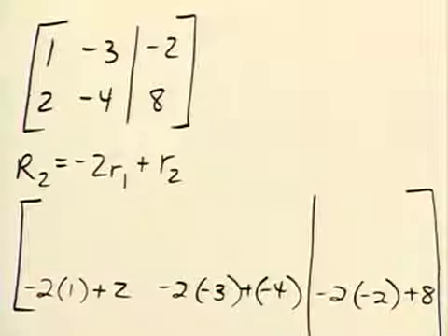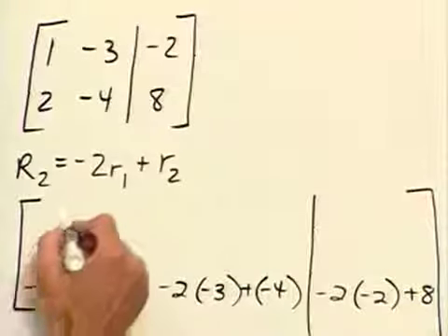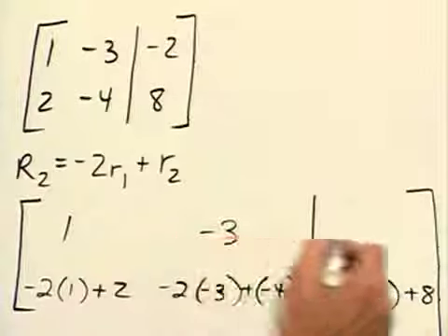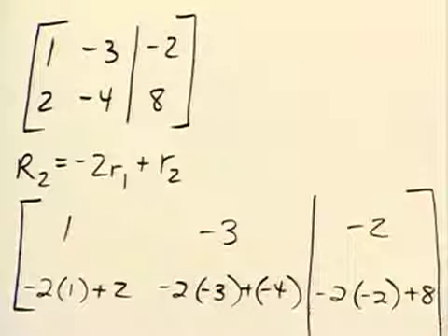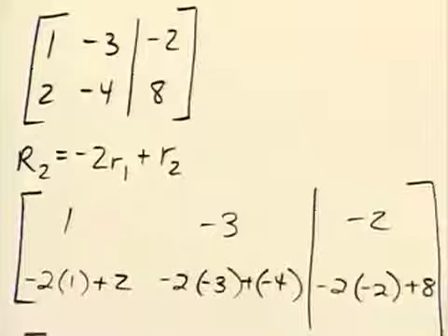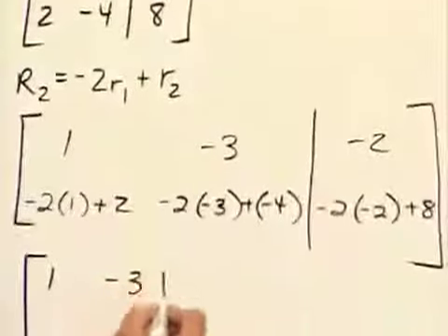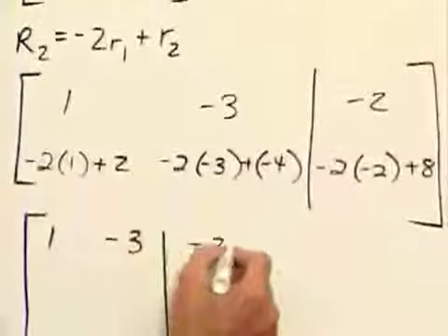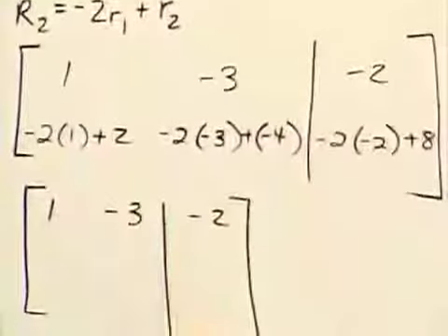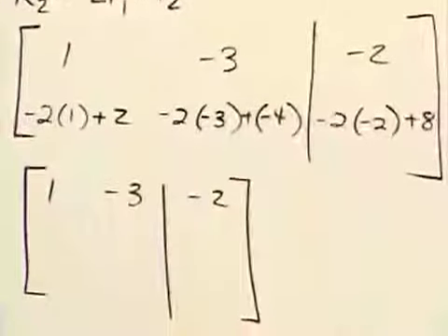And the top row of my matrix will remain the same. So I'm going to have 1, -3, and -2. And my answer, or my final matrix, will be 1, -3, and -2. And we just need to simplify each of those bottom entries in row 2.